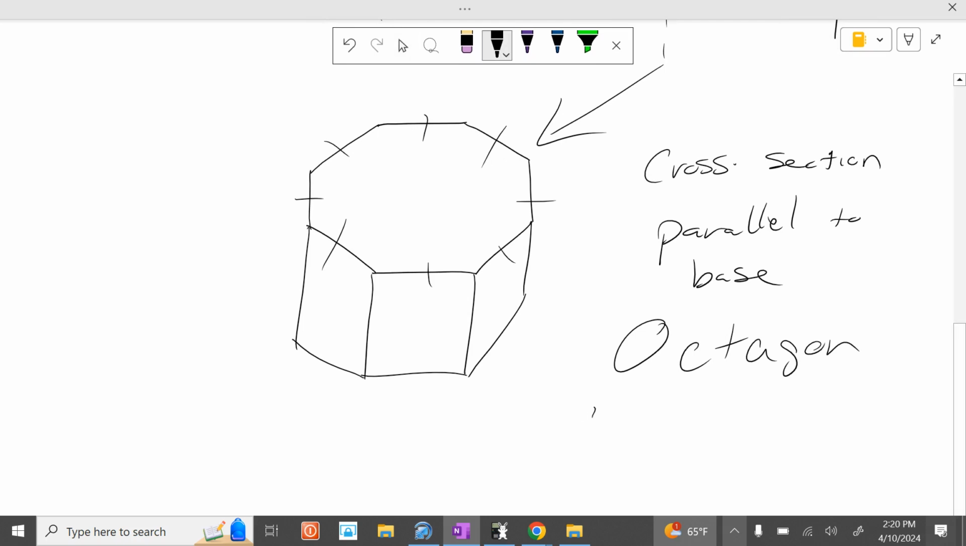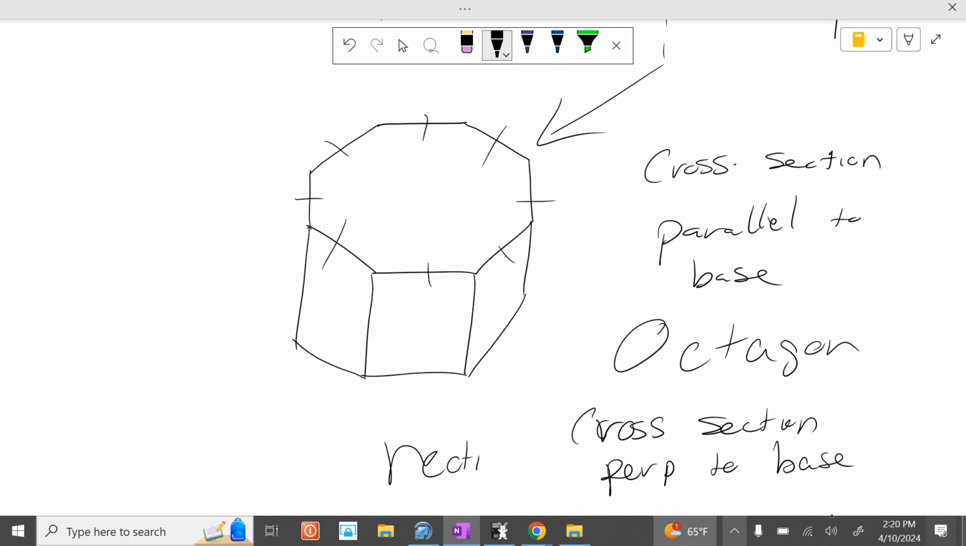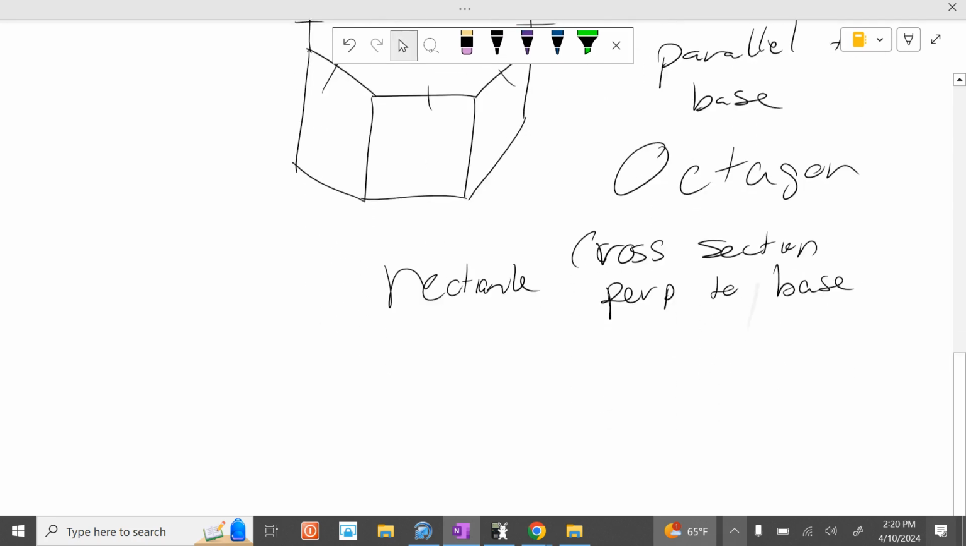Well, if I take a cross section perpendicular to the base, what shape would it be? Well, if it's perpendicular to the top, then it's parallel to the sides. What shape are the sides? A rectangle. So if you go perpendicular to the base, then it's a rectangle. All right.